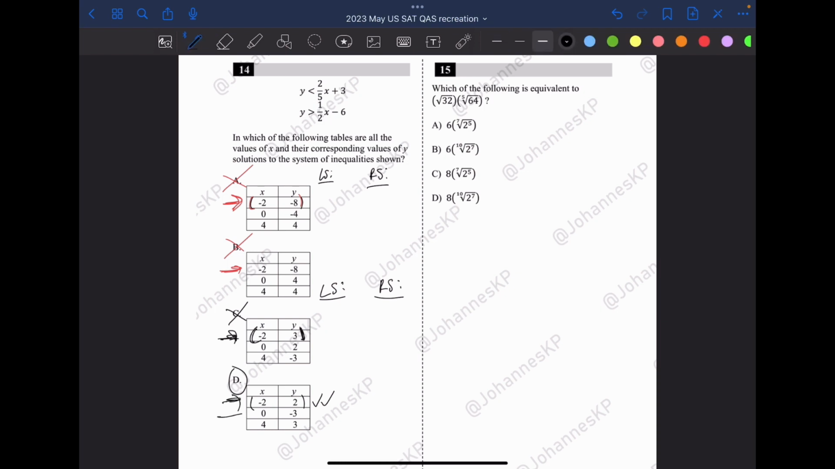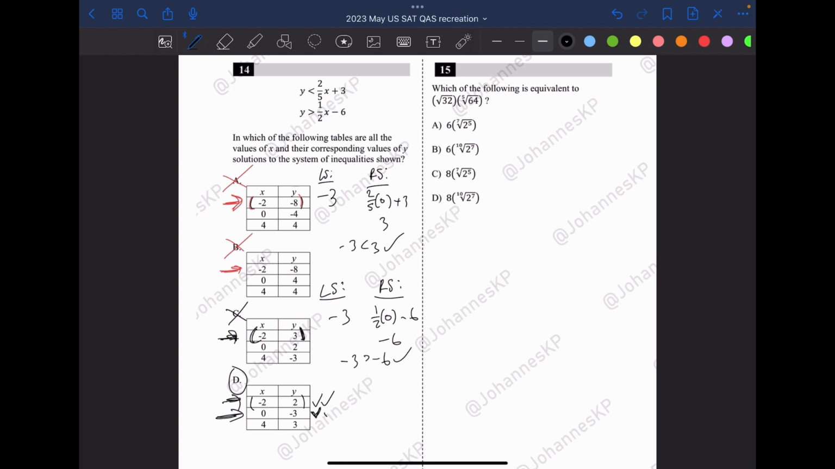Now let's check the second point, (0, -3). In this case, the left side is -3. The right side, with 0 for x, is 2/5 times 0 plus 3, which is just 3. Is -3 less than 3? That is correct. So let's put a check mark. That's the first inequality done. Next inequality, the left side is going to be -3 again. The right side is going to be 1/2 times 0 minus 6, which is -6. Is -3 greater than -6? Yes.